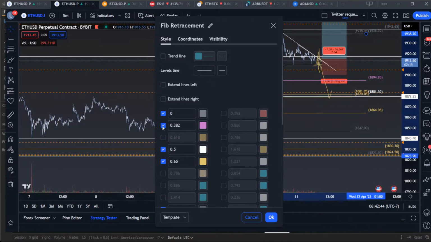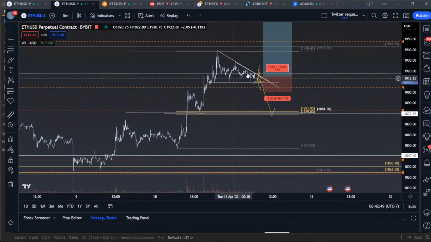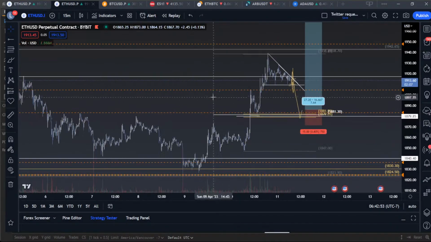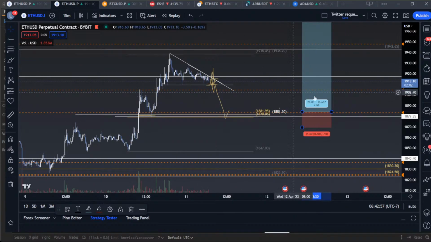Interesting, it's the 0.5 fib. ETH likes the 0.5 a little bit better than Bitcoin, I find. So something like this would also be a very common structure. I also talk about this a lot as well.